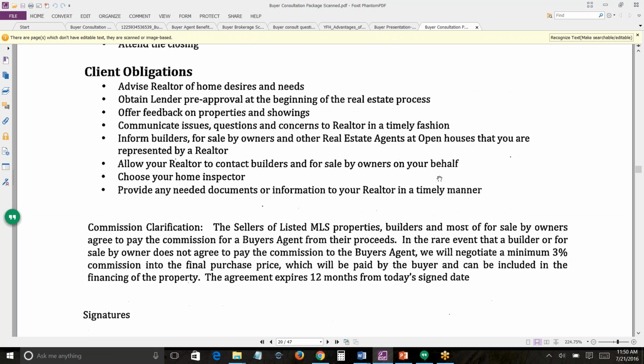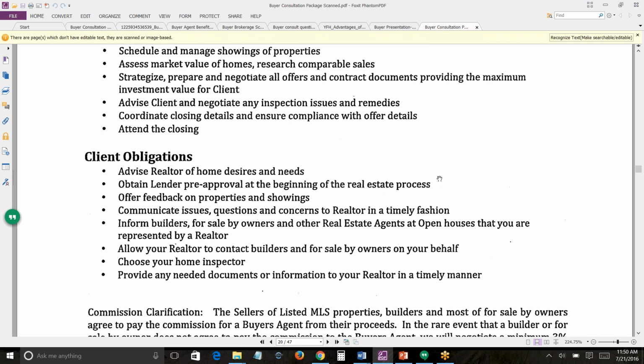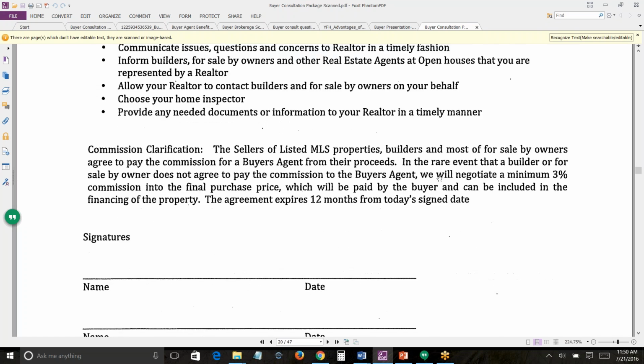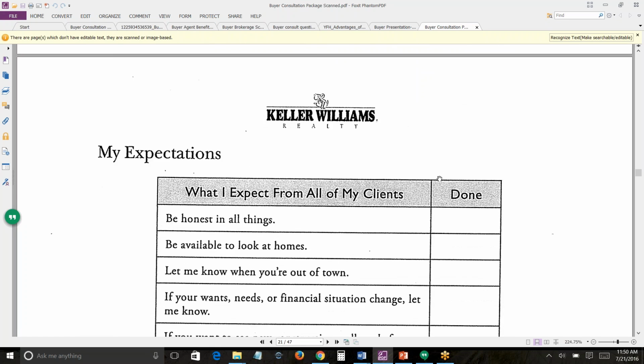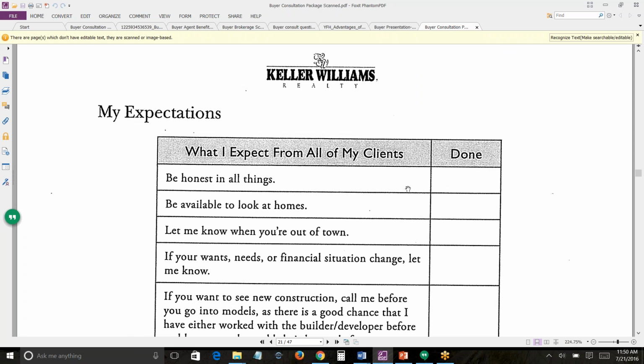Buyer loyalty agreement, this isn't mine, but it's something similar to mine. If you like it better, I'm not going to be hurt. This is another what I expect from my clients. Again, all this stuff is pretty much available on KW. I basically threw in the kitchen sink for you so that you could go through and find stuff that you related to, that you liked, and you could start assembling your own little package.